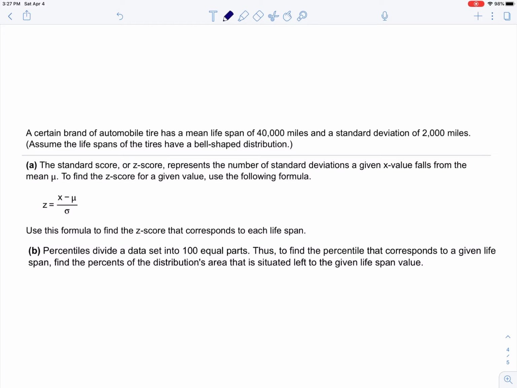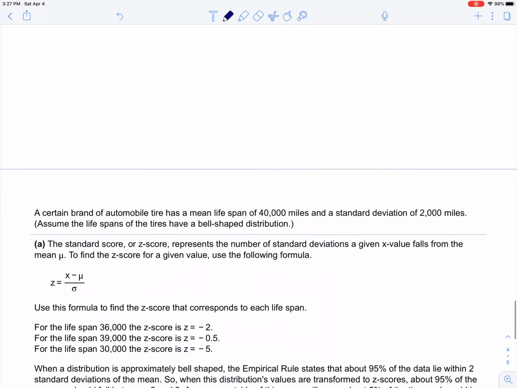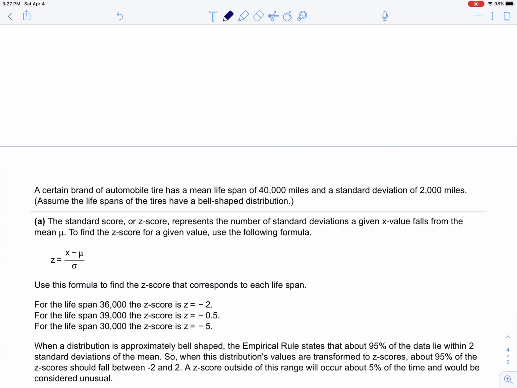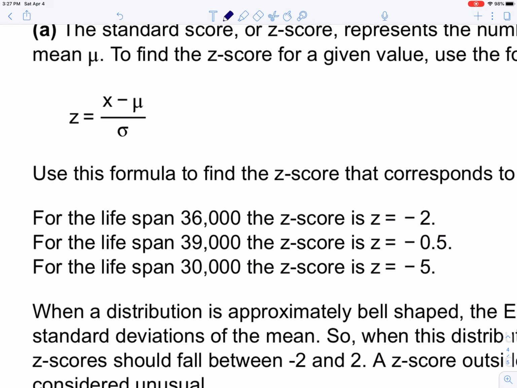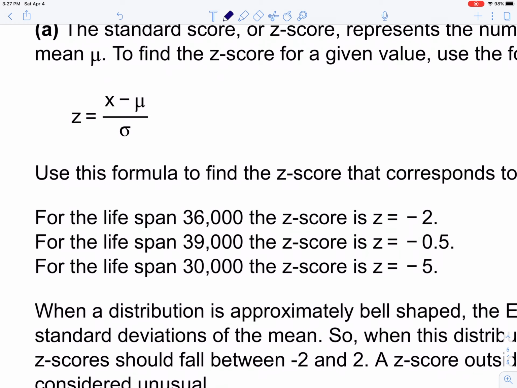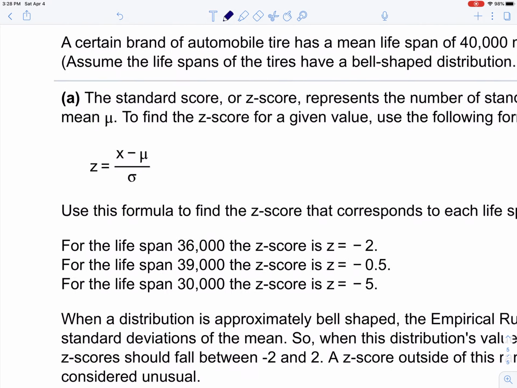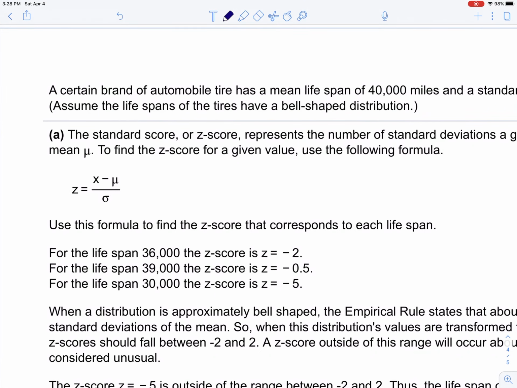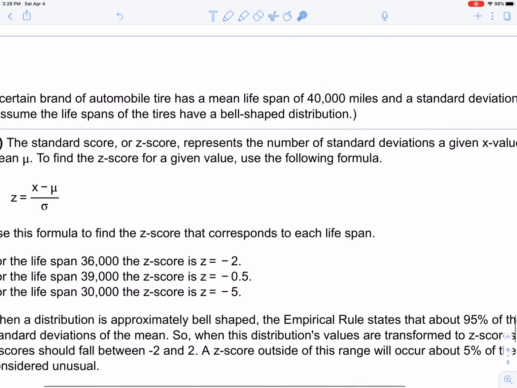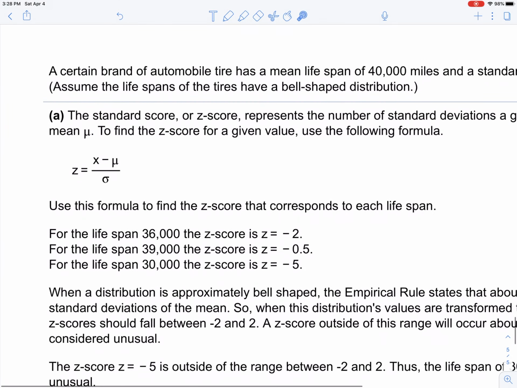Where is the data? Okay, so it's essentially here. It's not difficult, right? We're going to use this formula to find the z-score. For the lifespan of 36,000, the z-score is -2. They gave us the average, our mu. It says it has an average of 40,000 miles. So if we did the 36,000, which is a data point that's given, minus the 40,000 divided by the standard deviation of 2,000, we'll get -2.